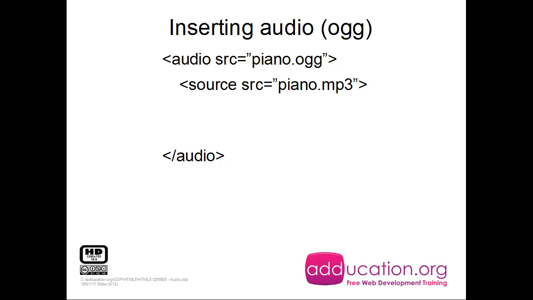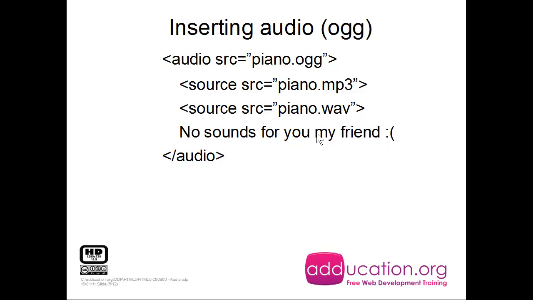But what could be done is, if you want to support MP3 as well, you can use the tag source src is piano.mp3. Want to support WAV as well? Just type this one, and if you're unlucky, no sound for you, my friend. So if it doesn't support OGG, doesn't have MP3, doesn't have WAV, you're pretty much out of luck. But then it will always display no sound for you.